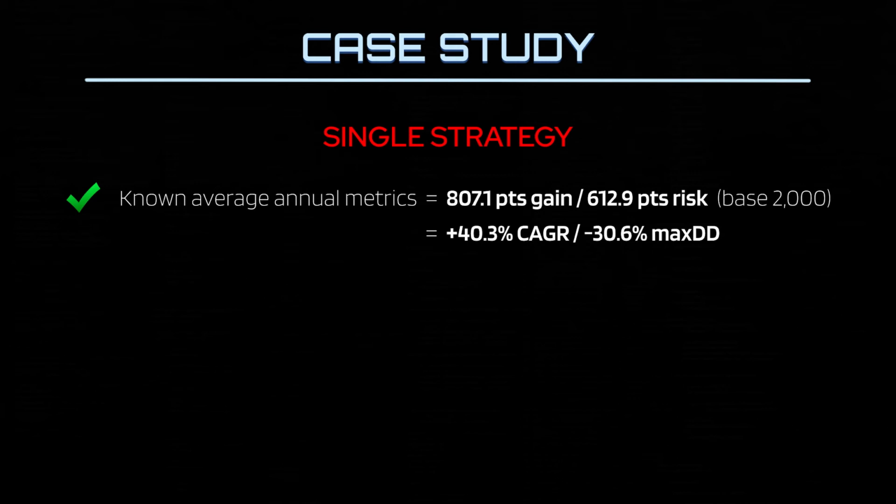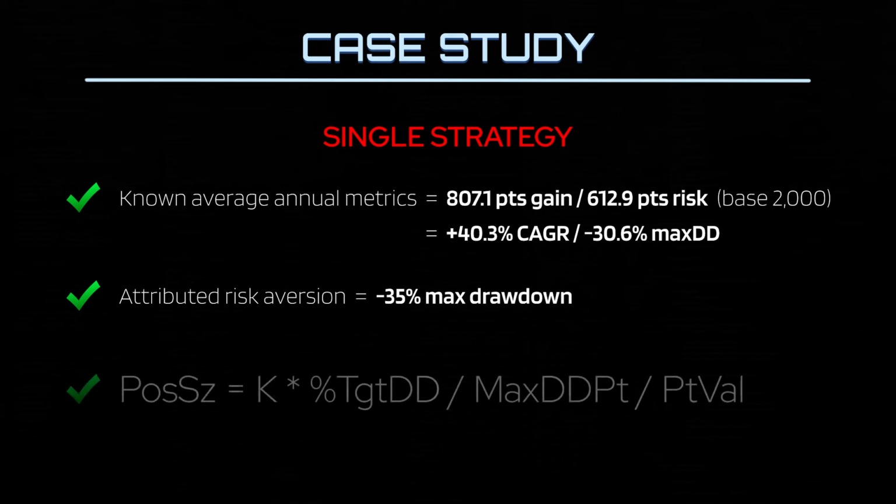But that's not exactly what I want. I want to solve my position sizing for a max drawdown of 35%, which is my subjectively designated risk aversion for this system, not 30.6%. To do that, I need to solve the following equation. Position size equals capital times percentage target drawdown divided by maximum drawdown in points divided by the point value.